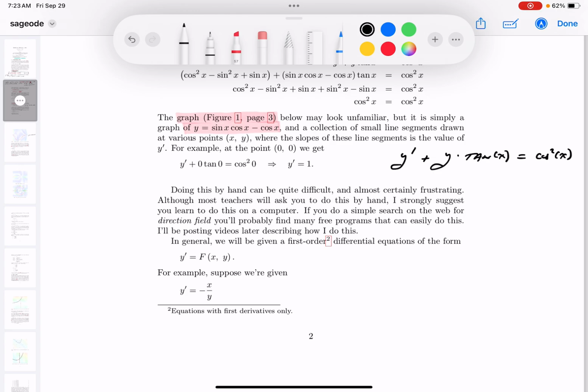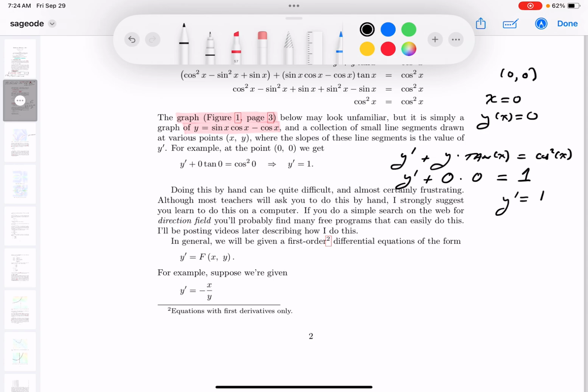They say that you got a point 0, 0. What do you get there? Well, that means x equals 0, and it means y as a function of x equals 0. So let's plug that in. You get y prime plus, well, y is 0, that's y as a function of x. You get the tan of 0, because x is 0. That's going to be 0. Then what are you going to get over here? Equals the cosine of 0 squared, and that's going to be 1. So what about y prime? It's going to be 1.